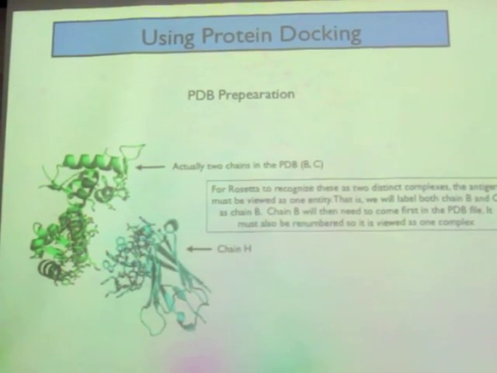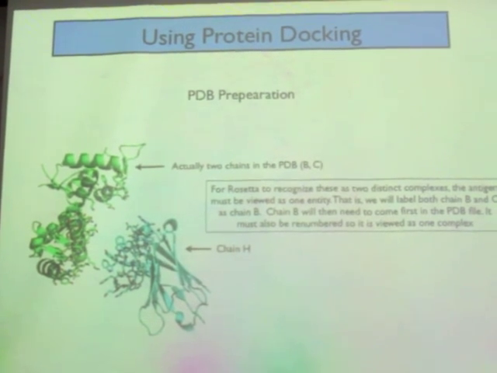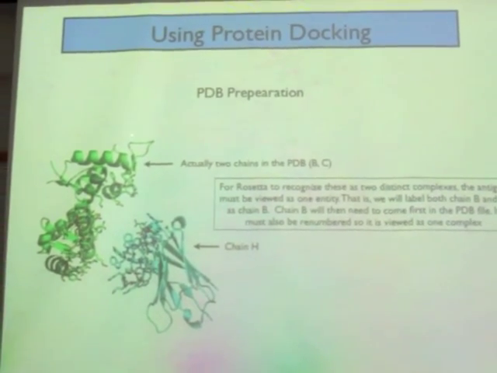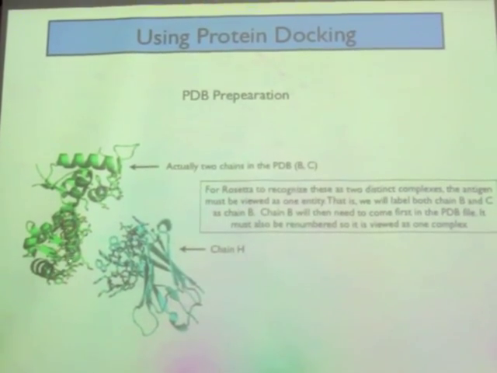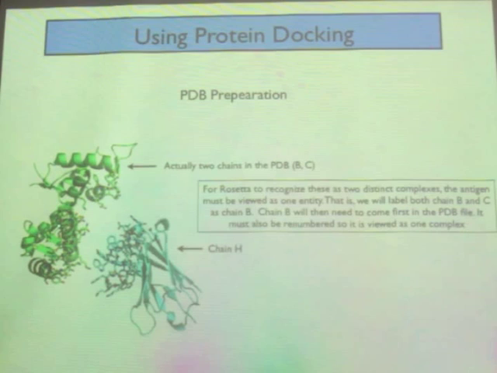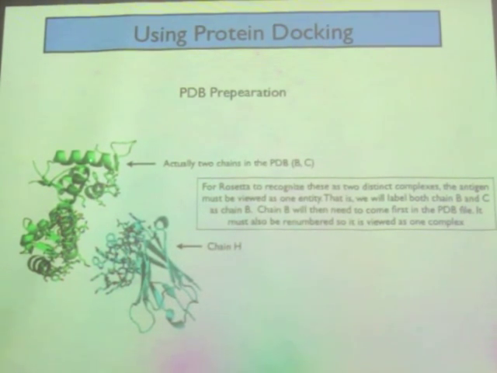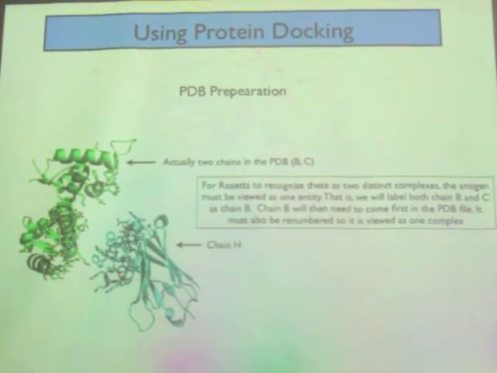So it's very important that we prepare our PDB in such a way. That way it knows exactly what proteins to dock. If you did not do this, it would keep this rigid, and it would try to dock C to B, which we don't want. We know that's the native complex.